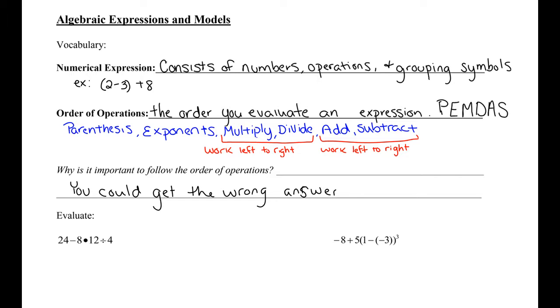An example of this could be using the problem from below. If I didn't follow order of operations and I just completed this problem left to right, 24 minus 8 would give me 16. So then I would have 16 times 12 divided by 4. 16 times 12 would give me 192. And 192 divided by 4 would give me 48. And we can check this when we complete the problem below, but this is going to give us the wrong answer.